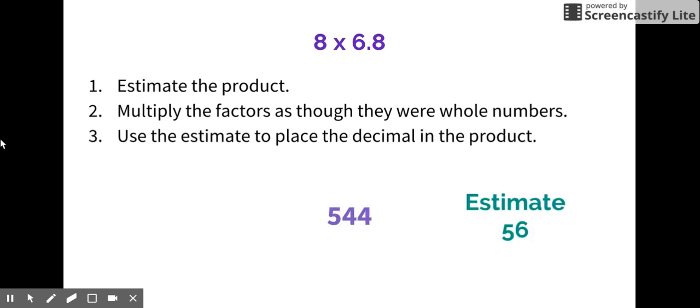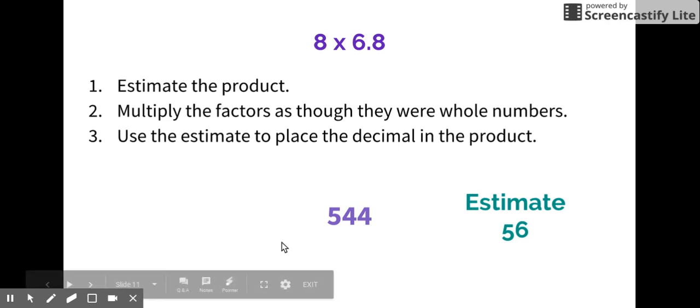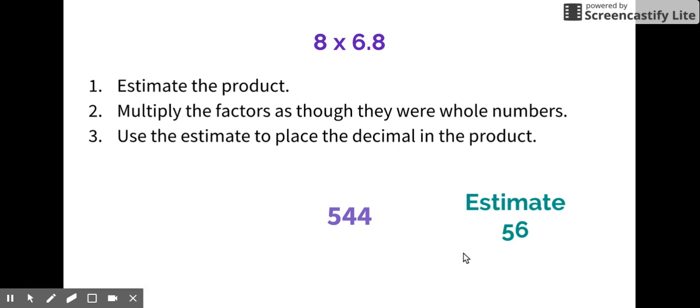Now we have 544. We are going to look at our estimate, and our last step is use the estimate to place the decimal in the product. So if our estimate is 56, we want 544. We want to put the decimal back in so our answer is close to 56. So putting the decimal between the 4s and making the number 54 and 4 tenths, that is really close to 56. So our answer is 54 and 4 tenths.